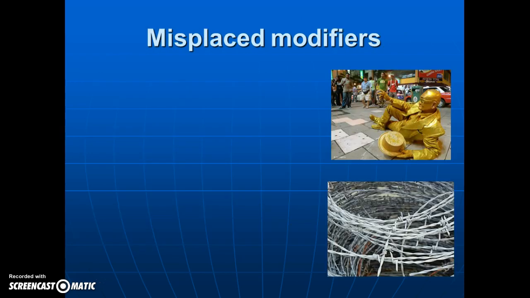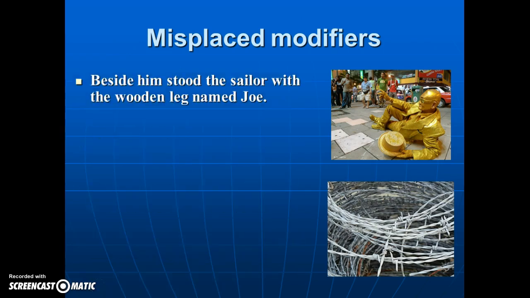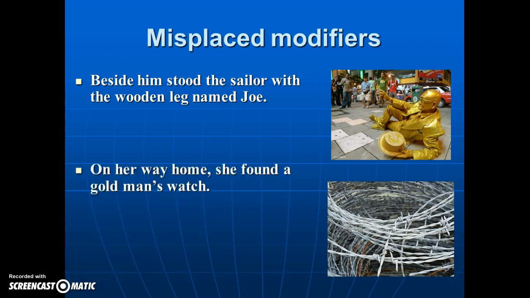Last bit here to mention is misplaced modifiers, and this is where you get the order of things jumbled up. There's punctuation involved in your writing, and you end up with meanings you don't really mean. "Beside him stood the sailor with the wooden leg named Joe." As that sentence is written, it makes it seem like the wooden leg's name is Joe, and it should be instead "beside him stood Joe, the sailor with a wooden leg."